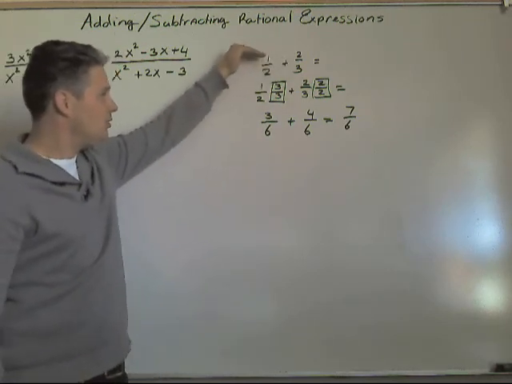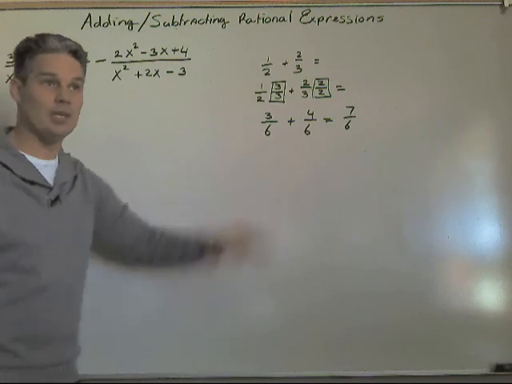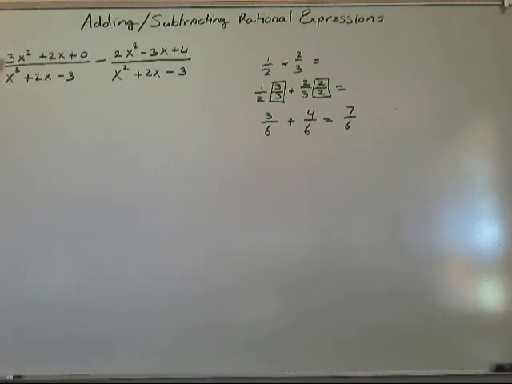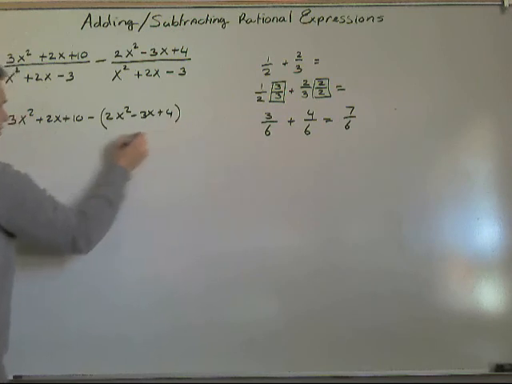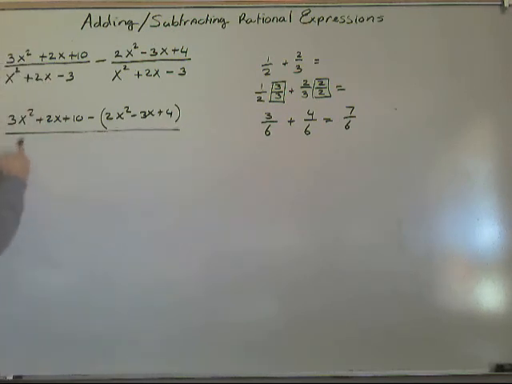Now with rational expressions, that still works the same. Before we can add these together, you have to create common denominators. If you look at this rational expression, luckily, both the denominators are the same: x squared plus 2x minus 3, and the same over here. So I can go ahead and just subtract these numerators. So we get 3x squared, I'm just going to copy down the first one here, plus 2x plus 10, and we're going to subtract, and then in parentheses, 2x squared minus 3x plus 4, that whole thing needs to be subtracted, and we're going to have now just the denominator of x squared plus 2x minus 3.